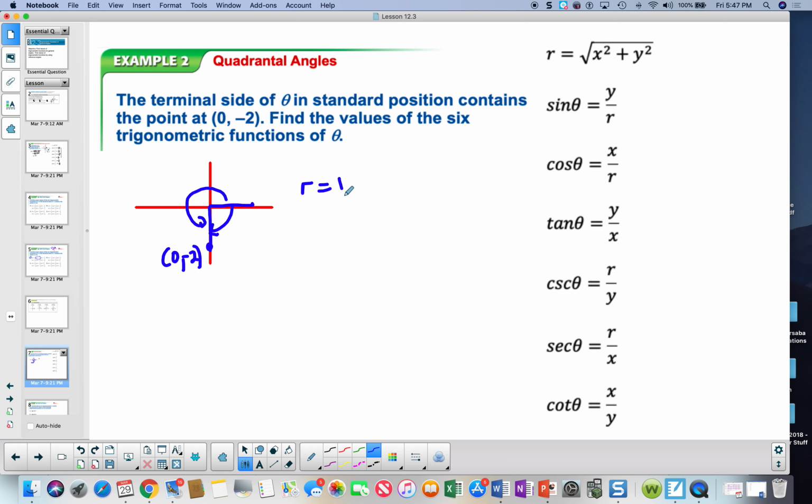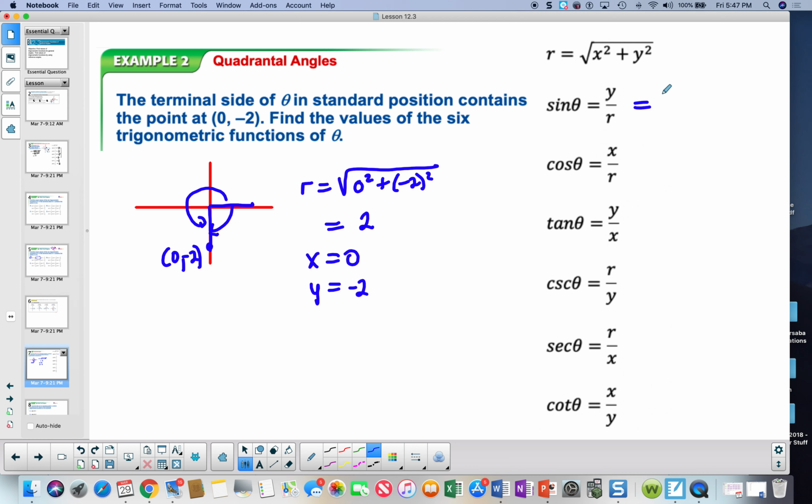r is equal to the square root, and our x is 0 squared plus negative 2 squared. So the answer is just 2. Your radius is going to be 2. And remember, our x is 0, and our y is negative 2. And so now we can go ahead and find all our trig functions.